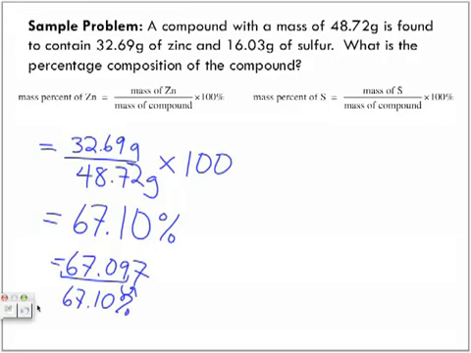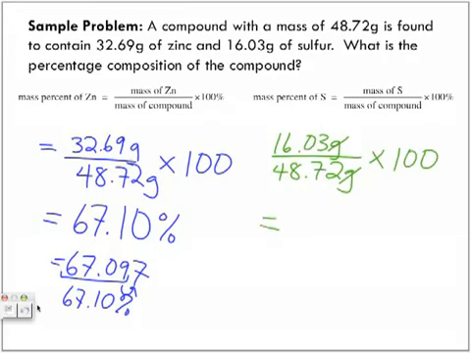So what we can do is just subtract 100, right? Minus 67.10 to find the other percentage. But what we're going to do is actually calculate it. So we've got 16.03 grams of sulfur divided by 48.72 grams. Now notice what my units are, percent, right? Because grams cancel out. Times 100. And what do we get?